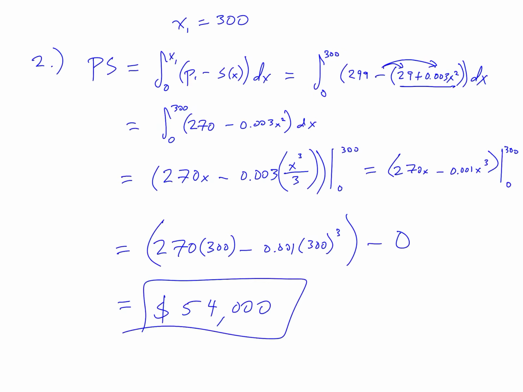So that's how much extra money the producers are making relative to the lowest that they would be willing to sell for. So if you could go to each producer and ask them the minimal amount that they would be willing to sell for, and they had to sell for that amount, then this 54 grand is the amount of extra money that they're getting by selling at the market price instead.